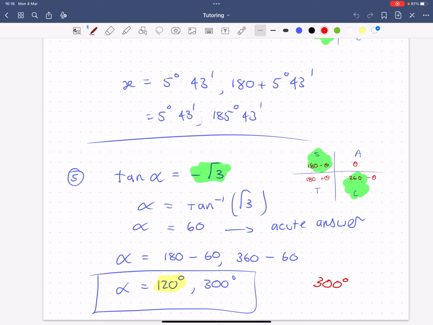If it gives you 120 degrees, or if it gives you 300, it's going to make it much more difficult to find the second answer. But if you just type in positive root 3, it's going to give you 60 degrees every time, and it's very easy to find the two solutions.